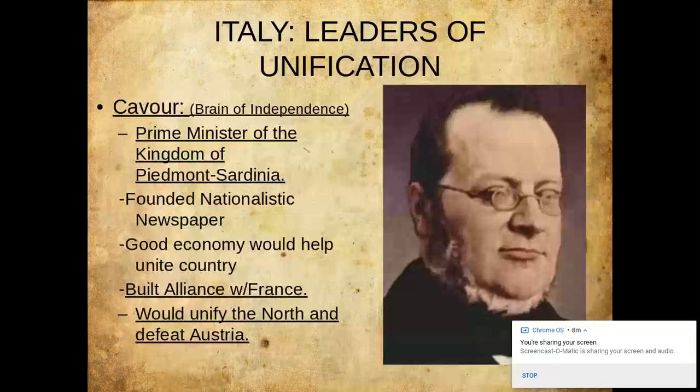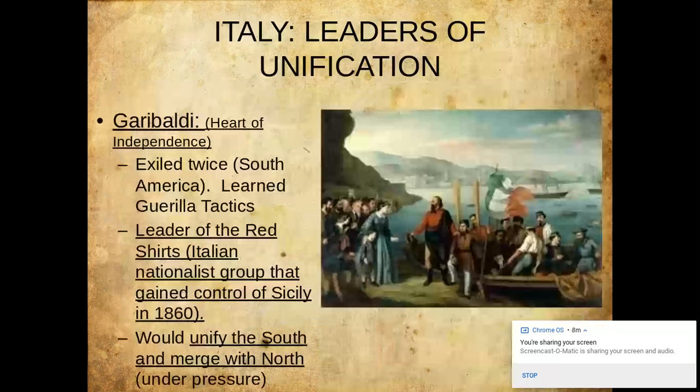Cavour was the brain of the independence movement. He was the prime minister of one of the kingdoms, Piedmont-Sardinia. Very similar to the last one, he founded a nationalistic newspaper. He believed that a good economy would help unite the country. If people were working and doing well economically, that would help matters in the unification process. He decided to build an alliance with France. He believed that alliance would unify the North and help them defeat Austria, which was their big main competitor. France didn't like Austria either, so they teamed up, and that was part of his idea. Again, he was the brains. He knew two against one is better for him. And then Garibaldi.